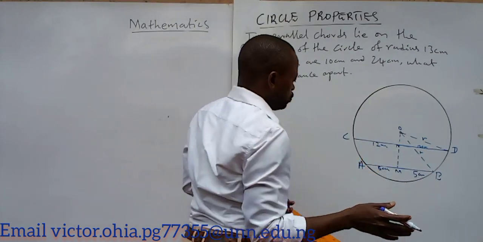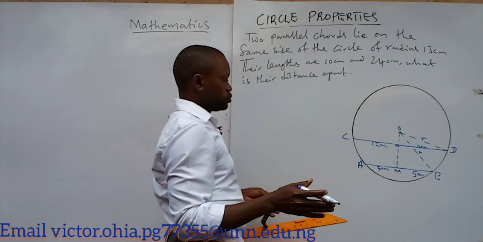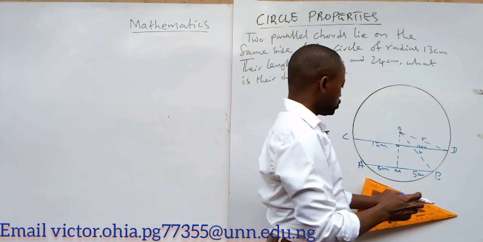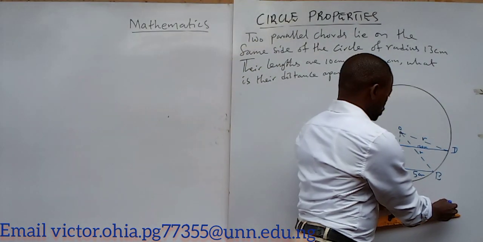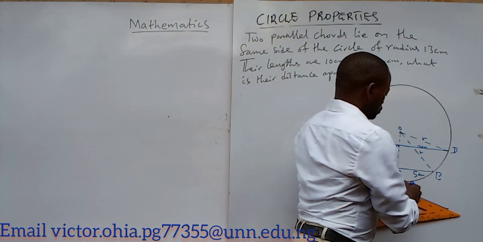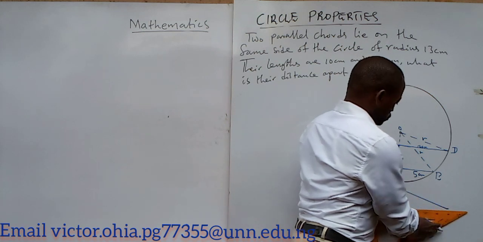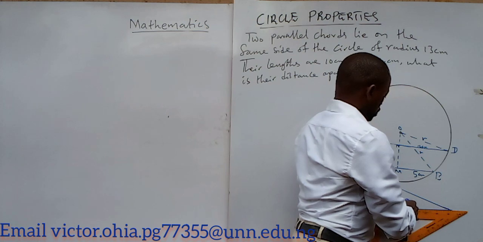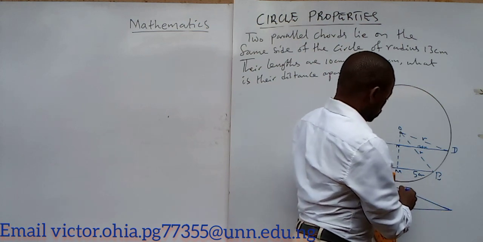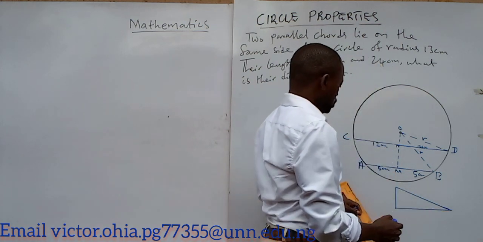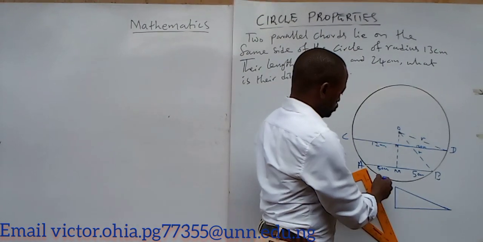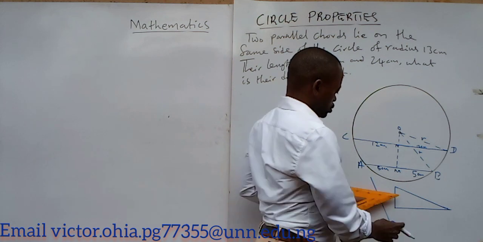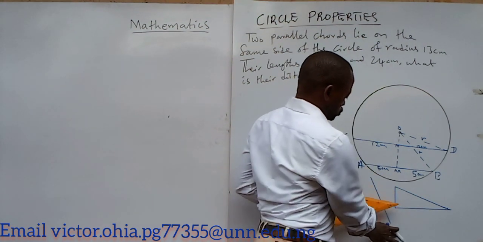Can you see that we have two triangles now? Let me extract them so that we can see clearly what I am talking about. Okay, so this is one of the triangles, and this is the other one. Let me not take it too far down.